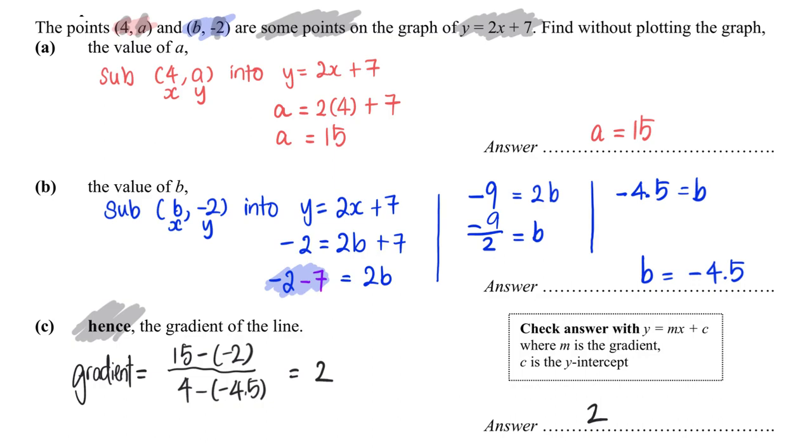And we can actually, special tip, we can check the answer with the equation that they give us, where the constant in front of x represents the gradient. And true enough, it is 2.